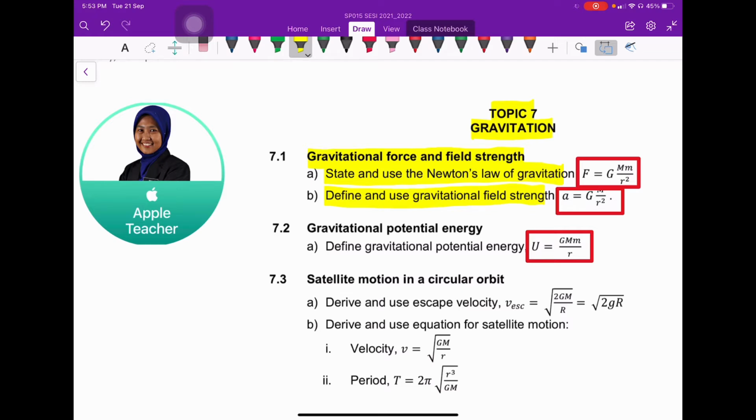And 7.2, gravitational potential energy. So we need to define gravitational potential energy. And the last subtopic, 7.3, satellite motion in a circular orbit. You need to derive and use escape velocity, and derive and use the equation for satellite motion: first, velocity and period.